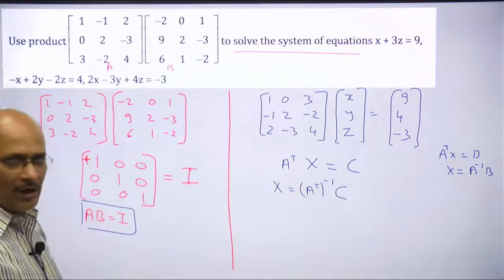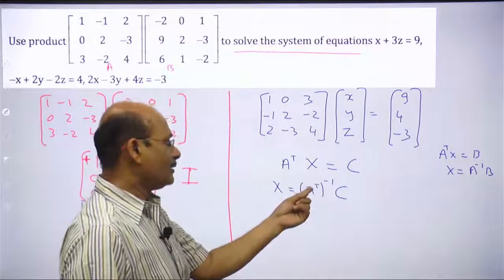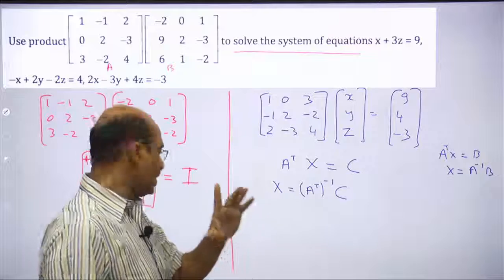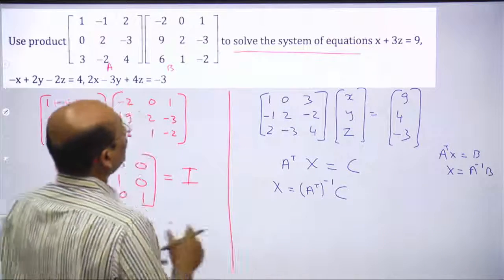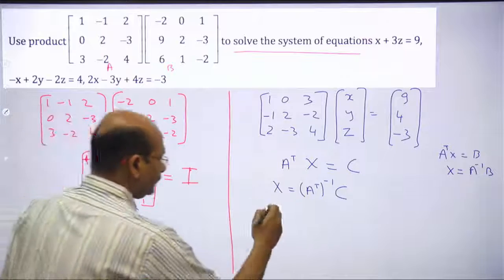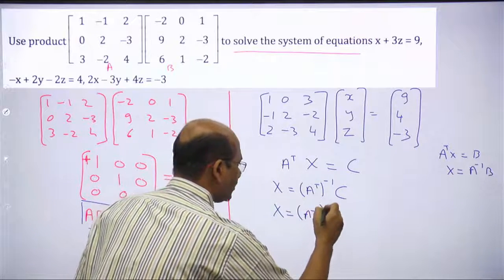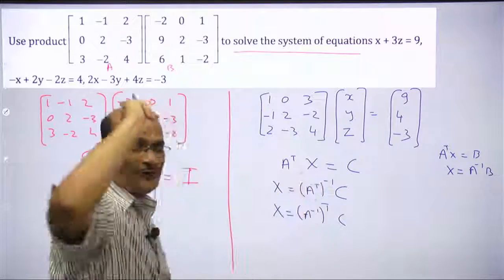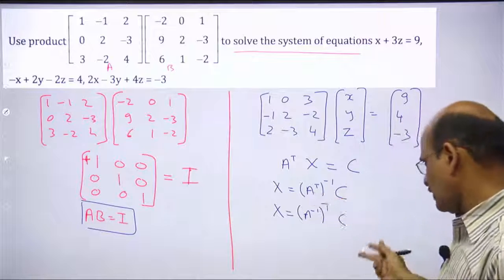Okay, I got my point, right? Now hold on. Inverse of a transpose is nothing but transpose of inverse. Now the point which I am telling you is what? Listen. X is equal to inverse transpose into C. In the first sum of today's lecture, we exchanged the transpose and inverse sign. Now you must know why you did that.